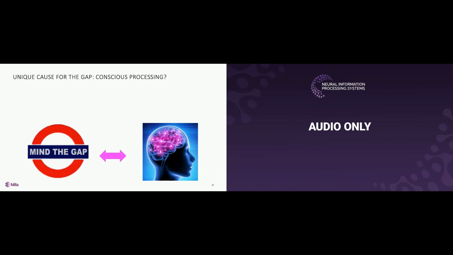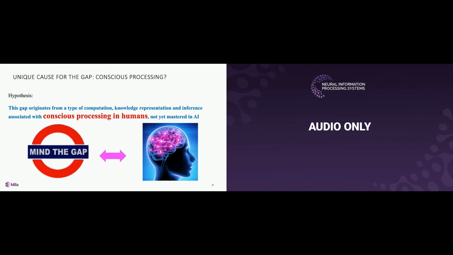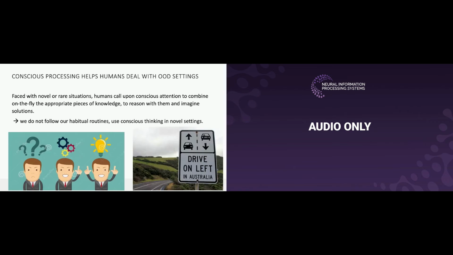So the hypothesis I have is that this gap emerges from something that humans benefit from, and maybe to some extent other animals, but that is missing in current machine learning. And it's something that we can associate with conscious processing in humans. So let me explain why I think so.